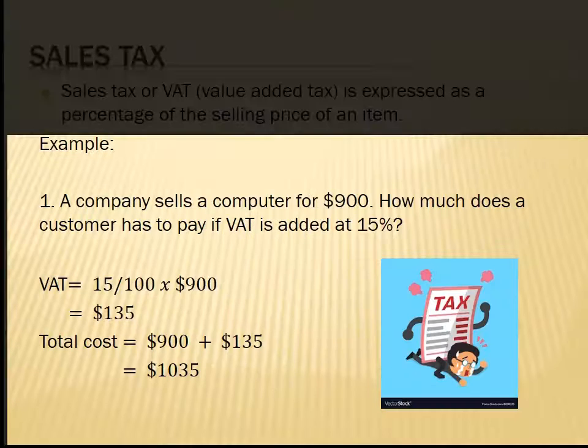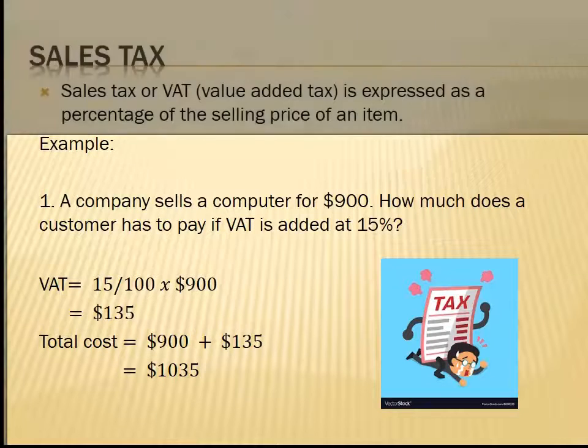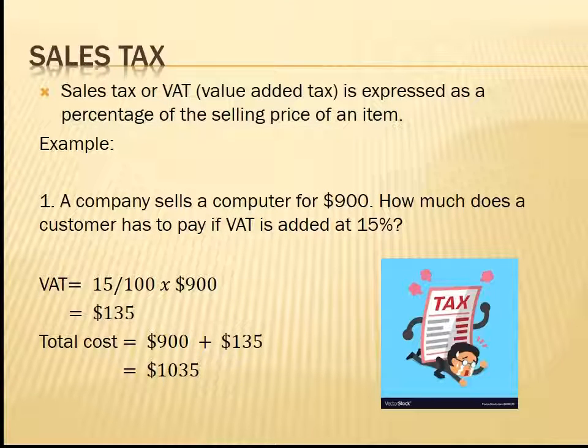For example, a company sells a computer for $900. How much does a customer have to pay if VAT is added at 15%? To calculate VAT, it would be 15% of $900, which is equal to $135. Therefore, the total cost would be $900 plus $135, which is equal to $1,035.